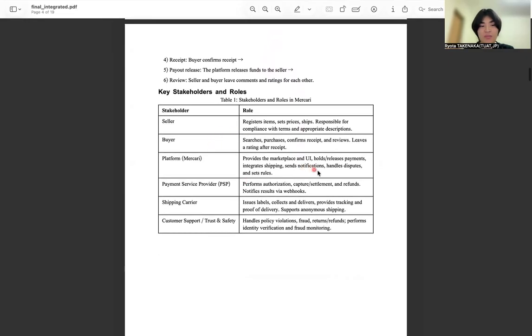As you can see in Table 1, we have the key stakeholders. This includes the seller and the buyer, of course, but just as important, the platform, Mercari itself, which manages the marketplace and payments. The payment service provider, like a credit card company, shipping carrier, and consumer support. DDD helps us manage the complex interactions between all these stakeholders.